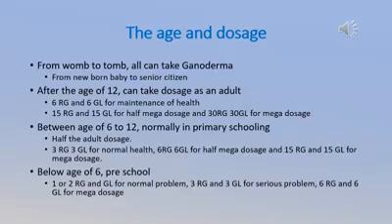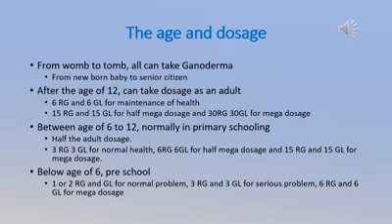For the adult, after the age of 12, they can take the full dosage. For example, 6 Rg and 6 Gl for maintenance of health, with spirulina a similar amount or double. Then 15 Rg and 15 Gl for half mega dosage, and 30 Rg and 30 Gl for mega dosage. Then those between the age of 6 and 12, normally those in secondary school, easier to remember, take half the adult dosage: 3 Rg and 3 Gl for normal health, 6 Rg and 6 Gl for half mega dosage, and 15 Rg and 15 Gl for mega dosage.